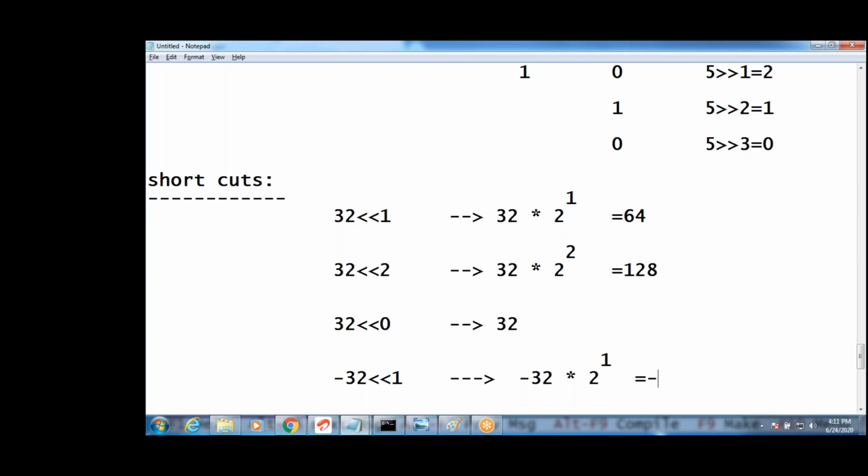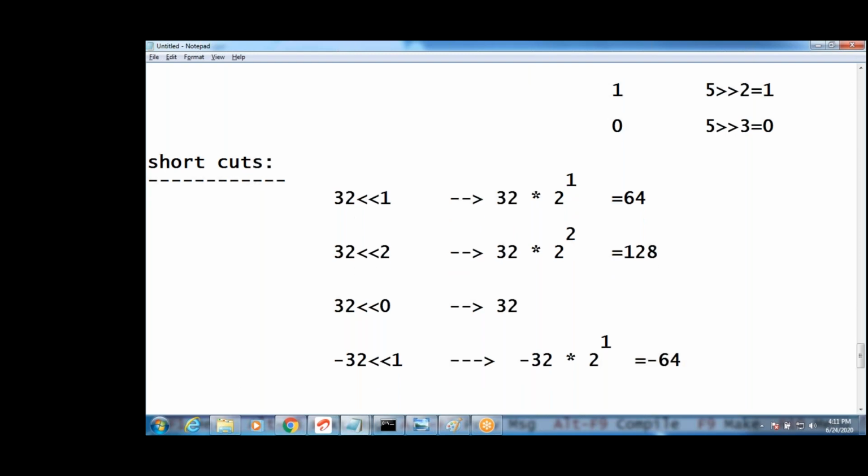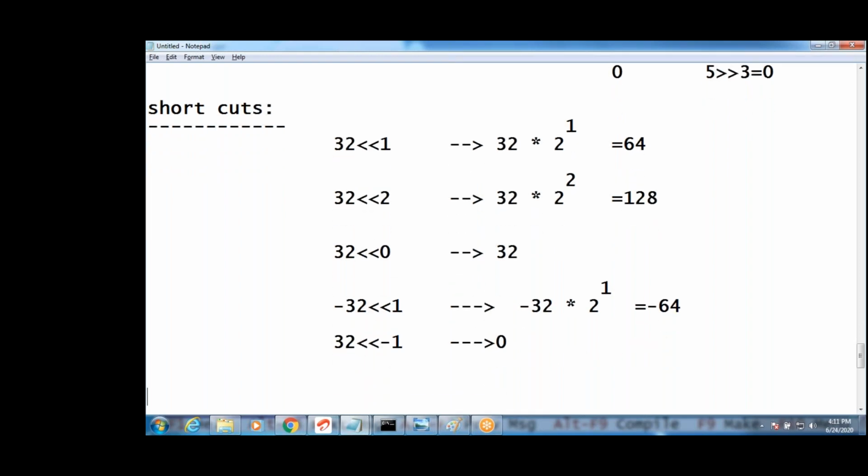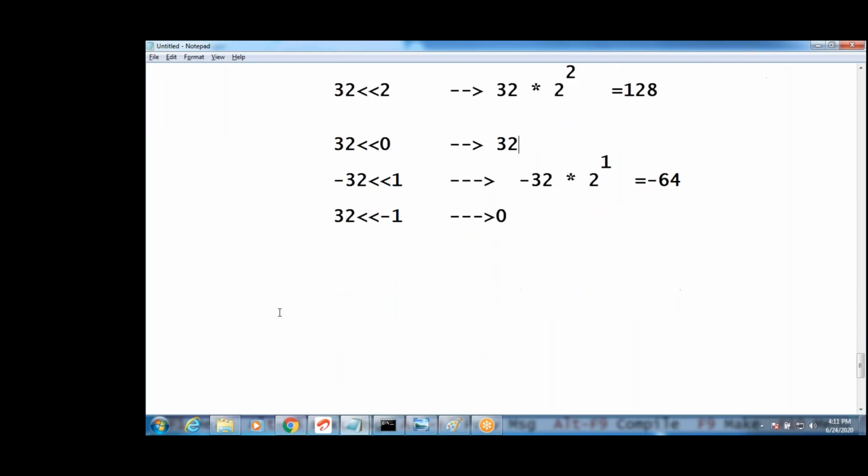Minus 32 into 2 power 1. What is this value? Minus 32 into 2 power 1 is minus 64. That is the answer. Same, minus 32 into 2 square is minus 128. Remember this: 32 left shift minus 1 value is always 0. Remember that negative shifting values are 0. This is a left shift, guys.